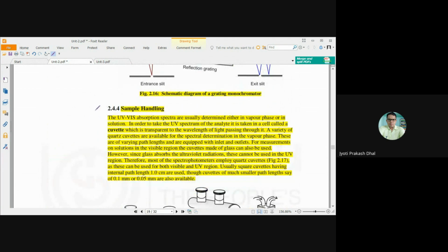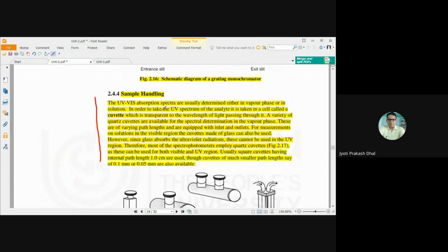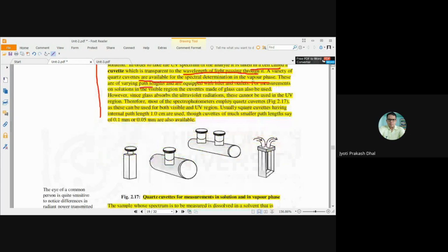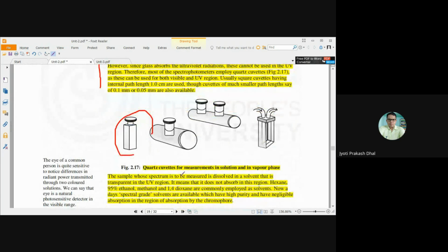Now coming to the sample handling. UV visible absorption spectra are usually determined either in the vapor phase or in the solution phase. In order to take the UV spectrum of the analyte, it is taken in a cell called a cuvette, which is transparent to the wavelength of light passing through it. A variety of quartz cuvettes are available for the spectral determination of the vapor phase, with varying path lengths. These are the quartz cuvettes for the measurements in solution and in vapor phase.